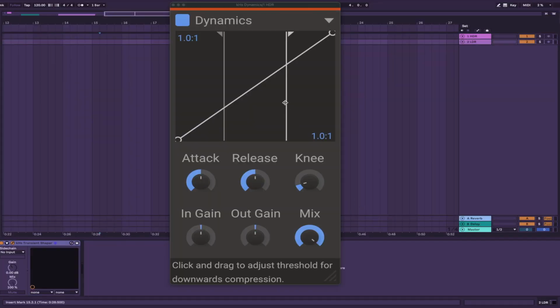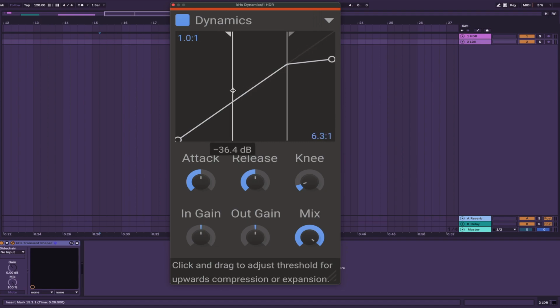Chapter 4. Upwards versus downwards. How the processors use those parameters is really based on the direction of the processing, which is either downwards or upwards. Downwards processing is much more common. Downwards compression takes whatever sounds are above the threshold and turns them down based on that ratio. Downwards expansion, also known as a gate, takes whatever sounds are below the threshold and turns them down.